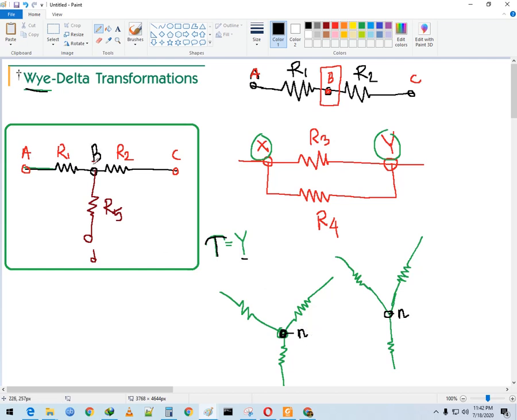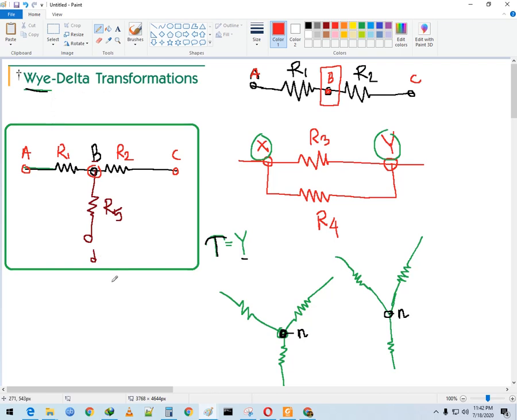So here this node B is the neutral point. This node B will be our neutral point because it is connected to R1, R2 and R5. All three of them are connected to node B. So this is called a Y circuit.